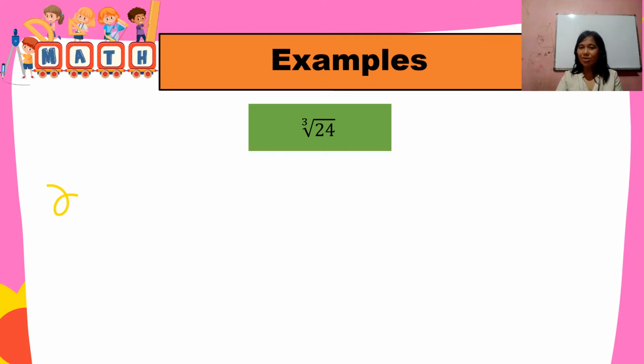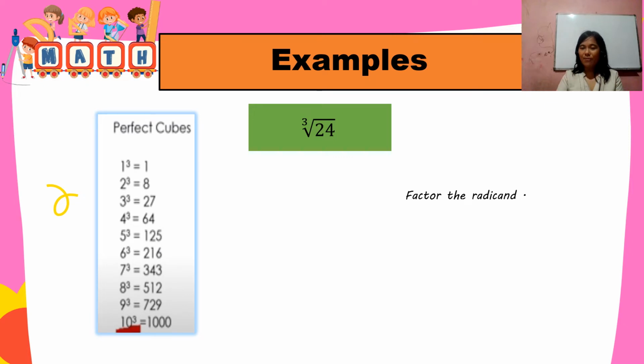Okay, so ito, cube root of 24. Ganun din, factor the radicand. Cube root kasi, so kailangan natin ng table of perfect cubes. Yun. So, hanapin mo si 24. So, more or less, dito lang siya sa 8. So, divide mo. Kaya naman. 24 divided by 8 is 3. So, meron kang 8 and 3 as factors.